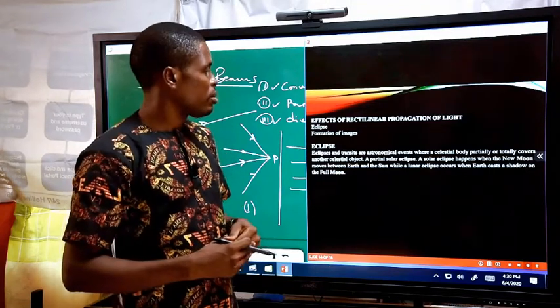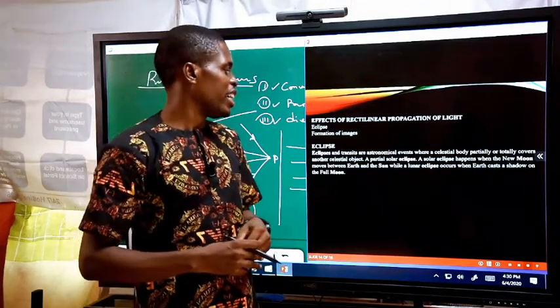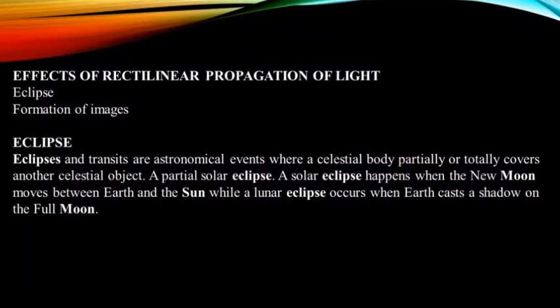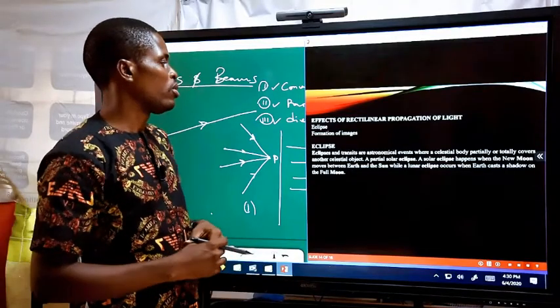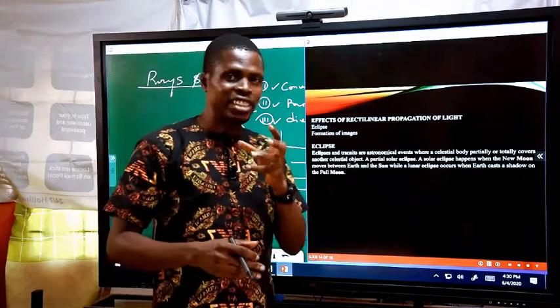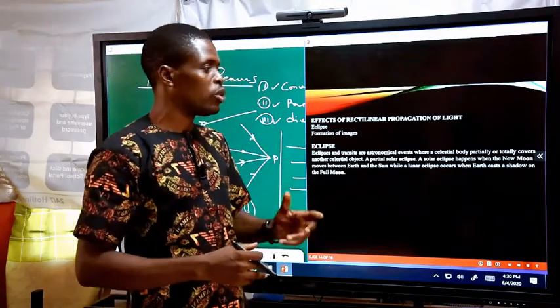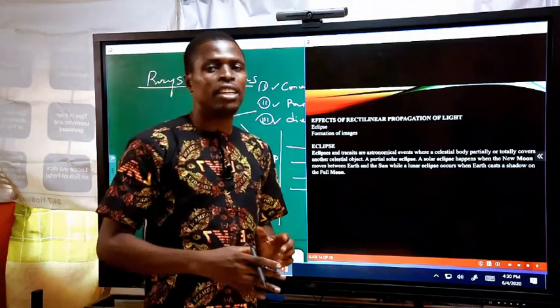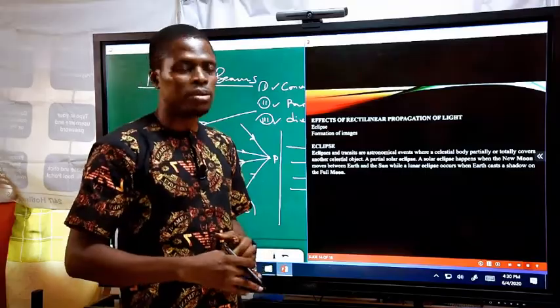Okay? Eclipse is an astronomical event where a celestial body partially or totally covers another celestial body. So we have two major types of eclipse, what we call the solar eclipse and the lunar eclipse. When the sun is obstructed, the light coming from the sun is obstructed from getting to the earth. As a result of that, part of the earth is in darkness. We call that solar eclipse.